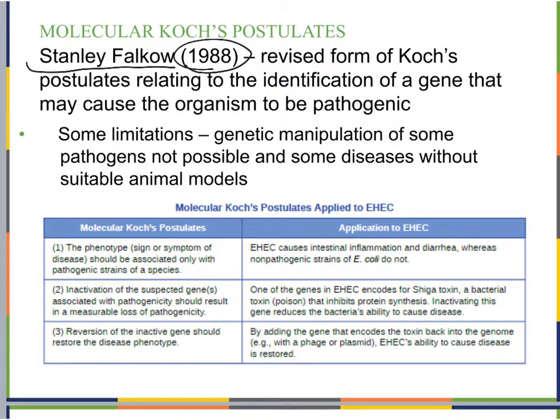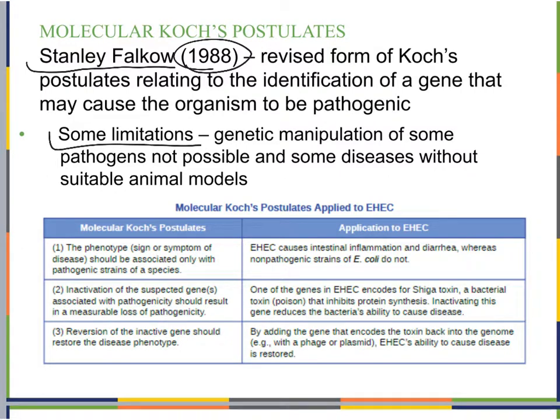So rather than looking at the entire organism and determining if it's pathogenic and seeing the signs and the symptoms and connecting a specific organism to a specific disease, in this case what we're connecting to a certain type of pathogenicity or signs or symptoms is a specific gene. There are still some limitations to the molecular Koch's postulates in that we can't genetically manipulate some pathogens, so it's not possible. And there are also some diseases that don't have suitable animal models.